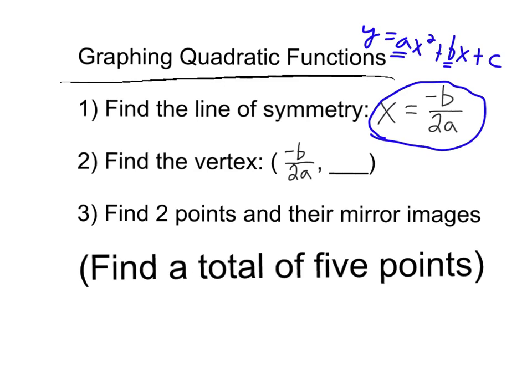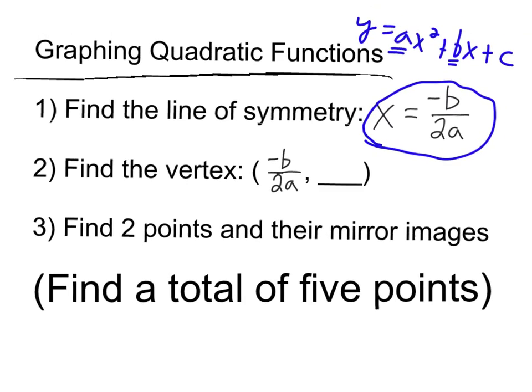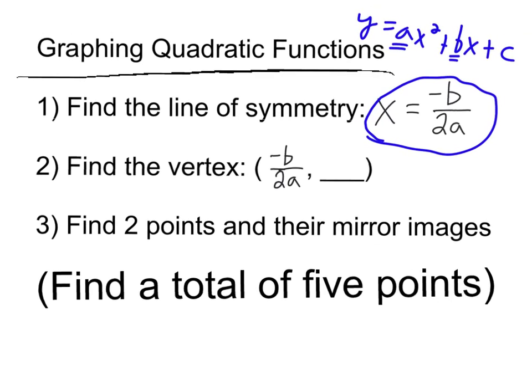Then we're going to find the vertex. So the vertex, I've got this listed like it's the coordinates of a point because that's what it is. The x value is negative b over 2a because the vertex is always on the line of symmetry. So once we found what the line of symmetry is, that's going to be the x value for our vertex. And basically we just substitute that back in the equation and then figure out what the y value is.